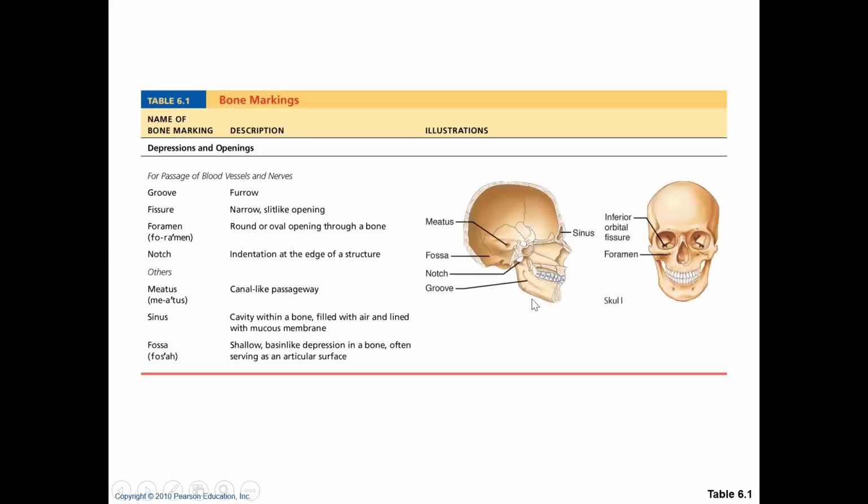So let's have a look here. So fossa, kind of a depression within the bone. I like to think of a bowl where the bowl curves in, or maybe like an empty pool where it curves in, similar to inside the skull. It's curving here where you can feel it curve. That's a fossa. A meatus is a canal-like passage. So within the ear canal, there's a meatus.